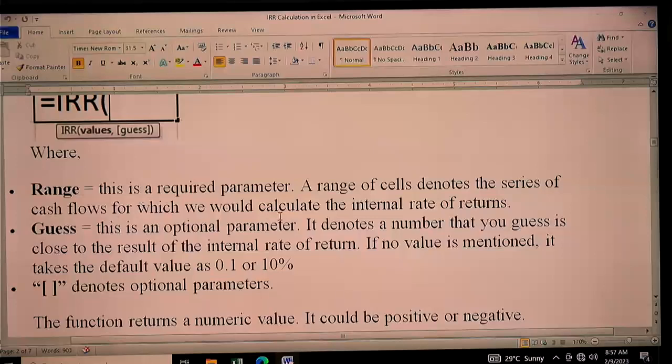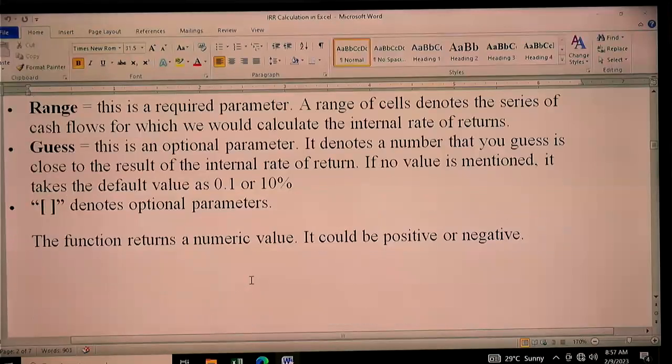That means if you are not actually guessing the value, then you don't have to put it. It denotes that the number you guess is close to the result of the internal rate of return. If no value is mentioned, then it takes the default value of 0.1, that is 10%. Then finally, we have this parameter that denotes optional parameters. The function returns the numeric value that could be positive or negative.